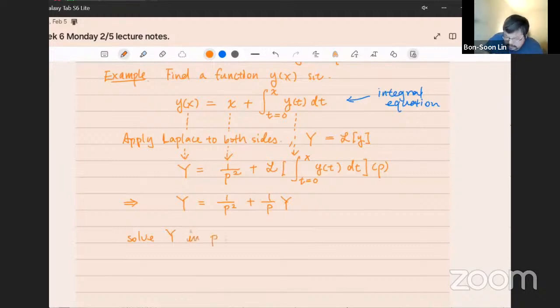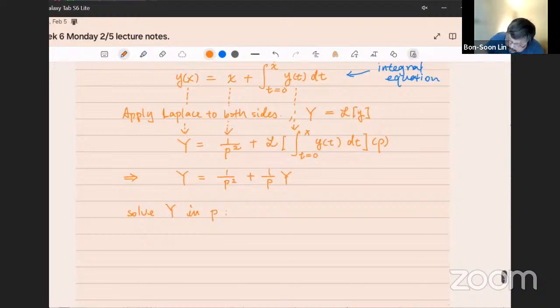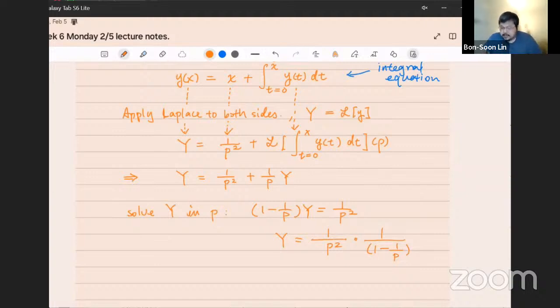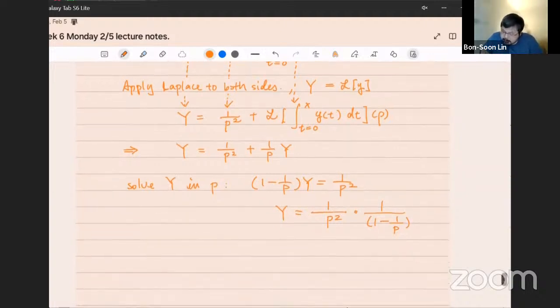Okay, that's not too bad. I subtract 1 over p, so we have 1 minus 1 over p times big Y is 1 over p squared. So big Y is equal to 1 over p squared times 1 over 1 minus 1 over p. Okay, looks crazy, but not really. When I see so many fractions I don't like, I just clear the fraction.